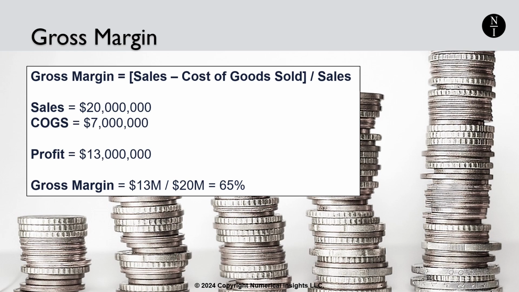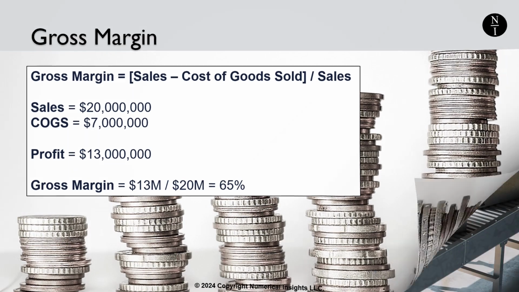So suppose at the company level you have the following financial values. Sales are 20 million, cost of goods sold are 7 million, therefore profit is 13 million, and we would calculate our gross margin as that 13 million profit divided by the 20 million in sales, which equals 65%. That's a nice gross margin, but at this level, you can't tell if you have any profit leaks.